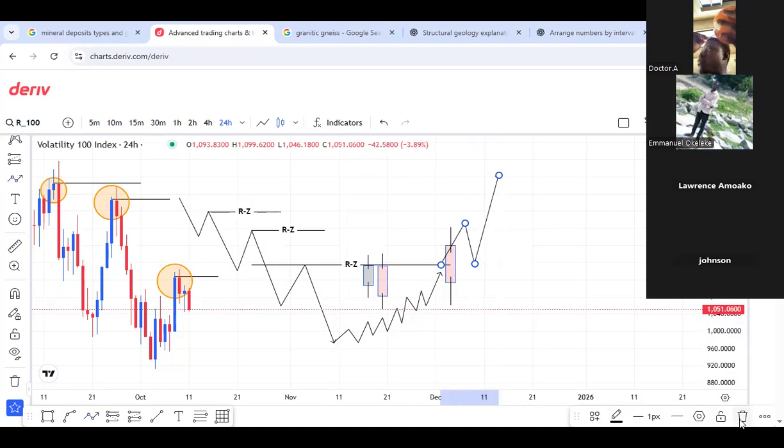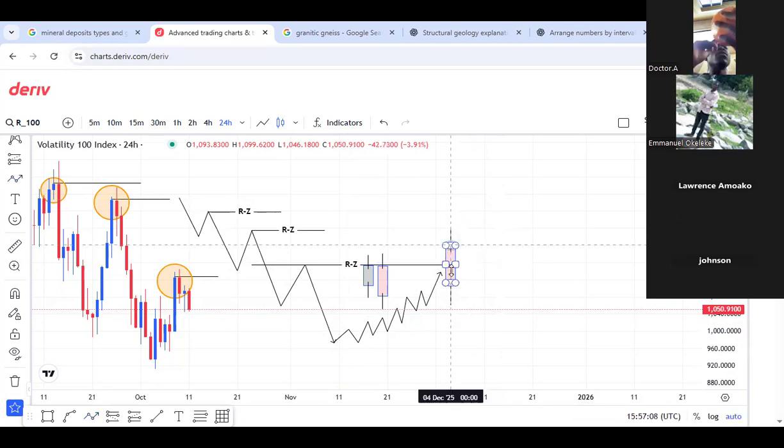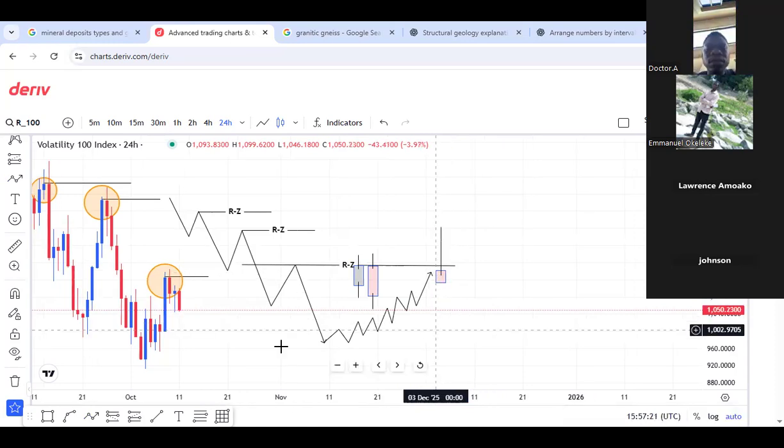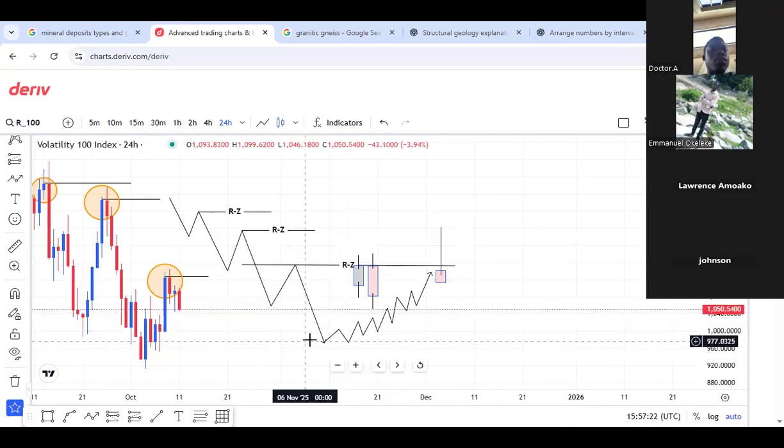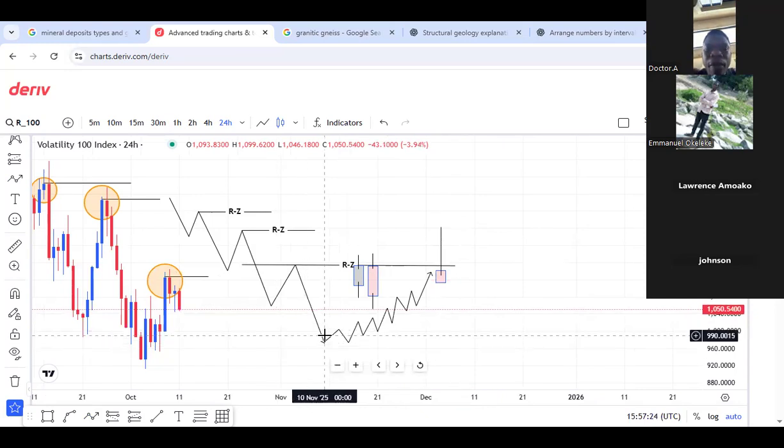Now, if a rejection happens this way, this is what we call a rejection. This is what a rejection candle looks like. So this becomes our rejection candle. You must wait for that candle to close on that time frame.